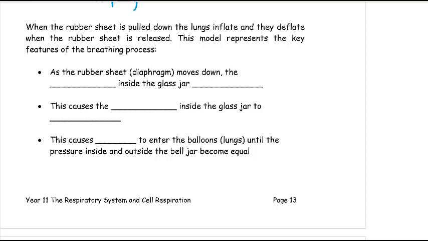Now, as I said, this represents the breathing process. So as the rubber sheet, which acts as the diaphragm, moves down, the volume inside the glass jar increases. This causes the pressure inside the glass jar to decrease. This causes air to enter the lungs until the pressure inside and outside the bell jar become equal. Now you can imagine then, if you push the rubber sheet up, the volume inside the glass jar decreases, which causes the pressure to increase inside the jar, so the air leaves.